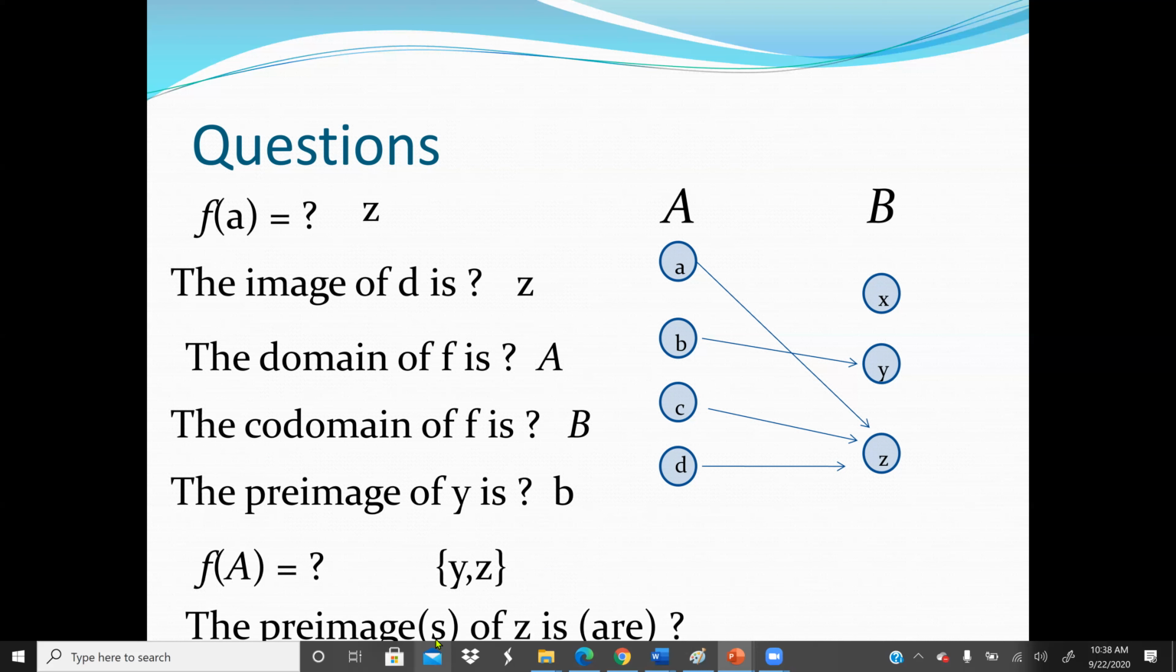Also, the pre-image of Z, so the pre-images of Z, I would say are, because we have A, C, D. So the answer will be A, C, D.